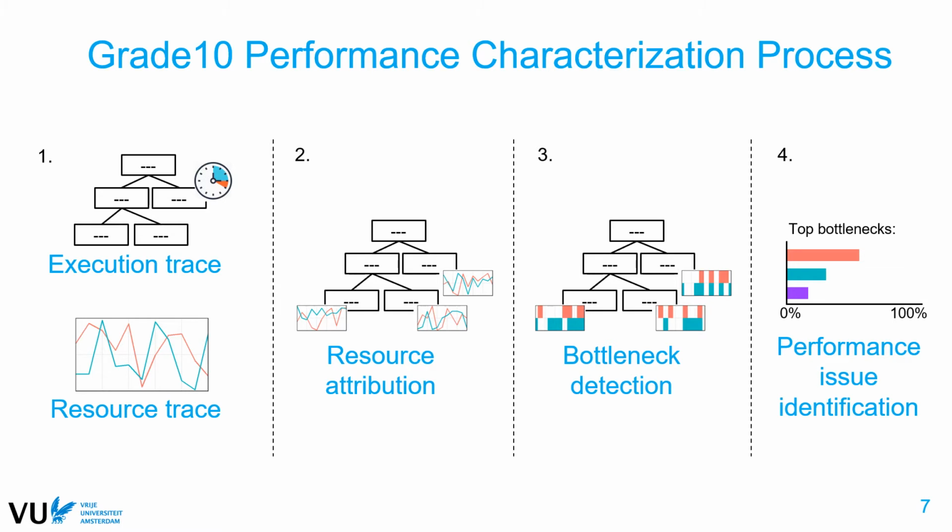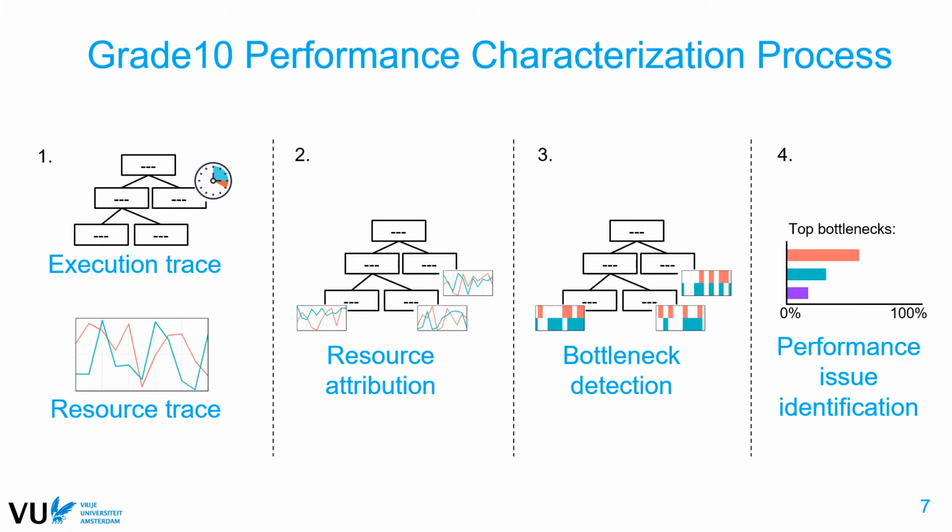Grade10 combines the execution and resource traces to attribute the observed usage of resources over time to individual operations in the graph application's execution. In the third step, Grade10 uses the resource usage attributed to each operation to determine which resources an operation was bottlenecked on and when. Finally, in the fourth step, Grade10 identifies performance issues such as high-impact bottlenecks and workload imbalance.